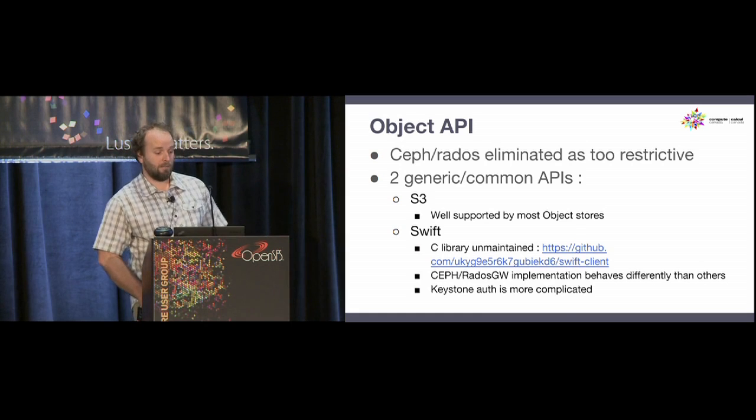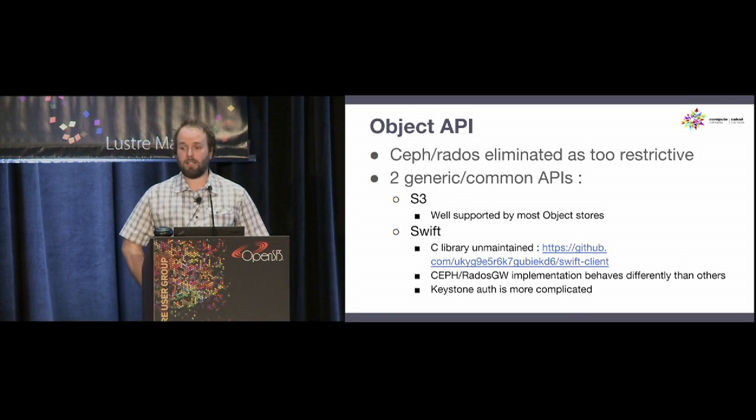So we limited Ceph, Rados off the bat as being limited to a single vendor, even though it's open source. And we only considered the two generic APIs, which is S3, which is well supported by most object stores, and Swift.